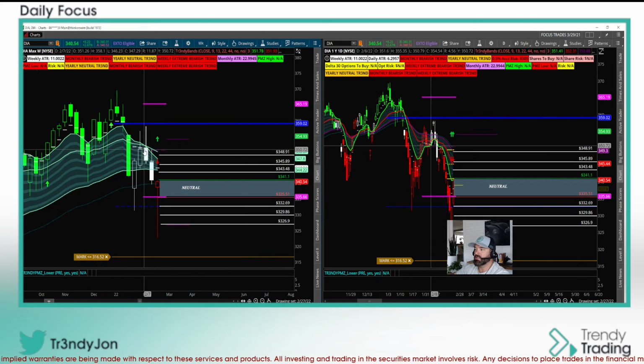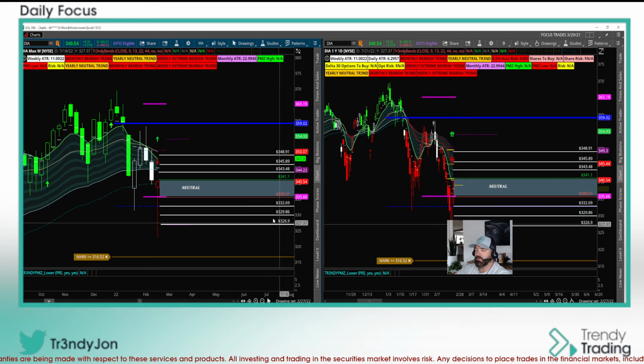So there we go. That's the Dow Jones. You got your levels here to the upside, levels to the downside. Let's go ahead and look at the IWM.